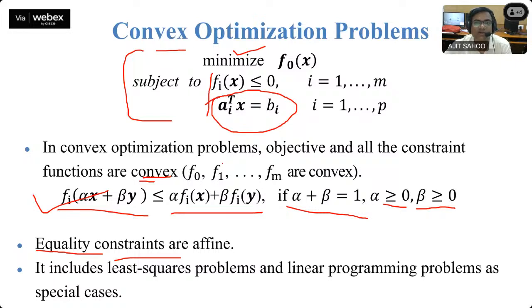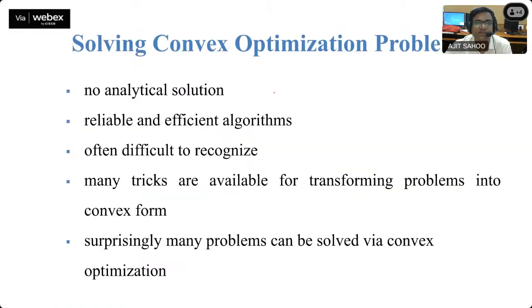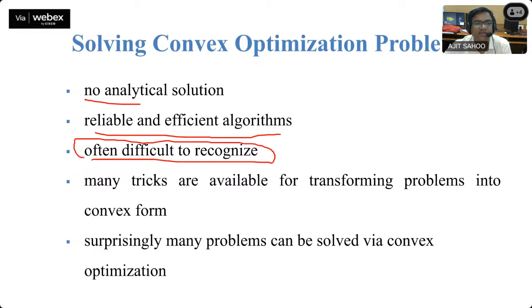The only thing you have to find out is whether the problem is convex. Now, solving the convex optimization problem has no analytical solution, unlike least squares, which has an analytical solution. But reliable and efficient algorithms are available. It is often difficult to recognize; the only problem is that you have to recognize whether the problem is convex or not. That is the thing you have to recognize.